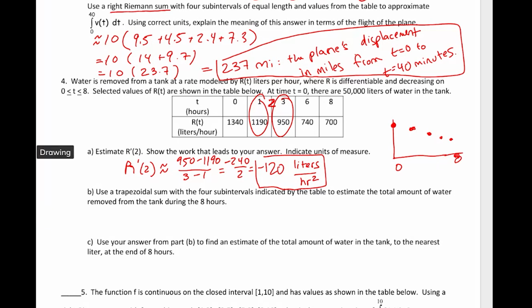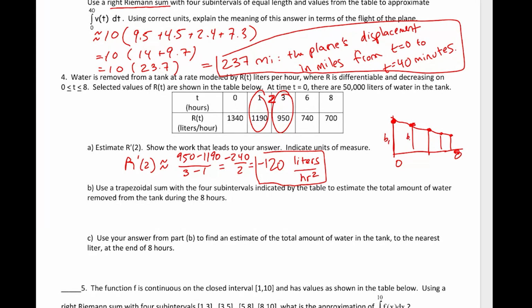When we calculate the trapezoidal sum, we're trying to find the area of these trapezoids. This one, this one, this one, and this one. The way that you find the area of a trapezoid is you multiply the height, or in this case the width, by the average of the bases, the B1 and B2, which are these vertical segments. So we are going to average the height of each of these points and then multiply by the difference between these t values.